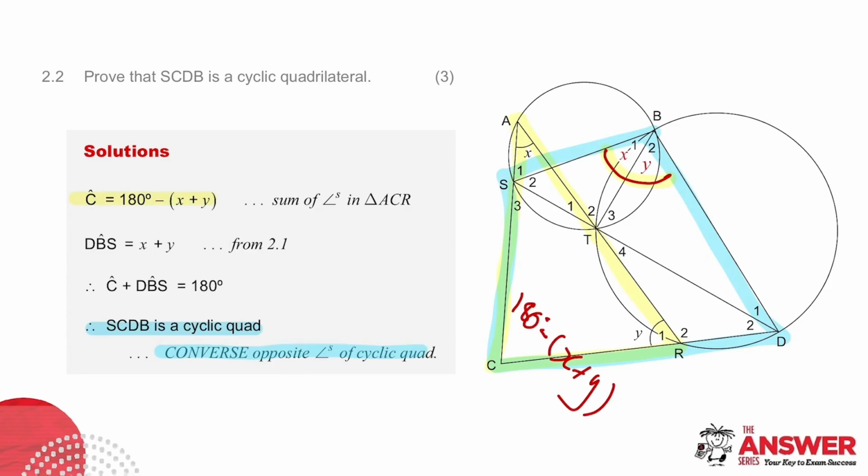We're using the converse of the opposite angles of a cyclic quad. It's risky to not use the word converse. So if you say it's a cyclic quad because the opposite angles add up to 180 degrees, that's great. But if you say it's a cyclic quad because the opposite angles of a cyclic quad add up to 180 degrees, you actually don't get the marks for that reason. So be careful with your reasoning on converse theorems.